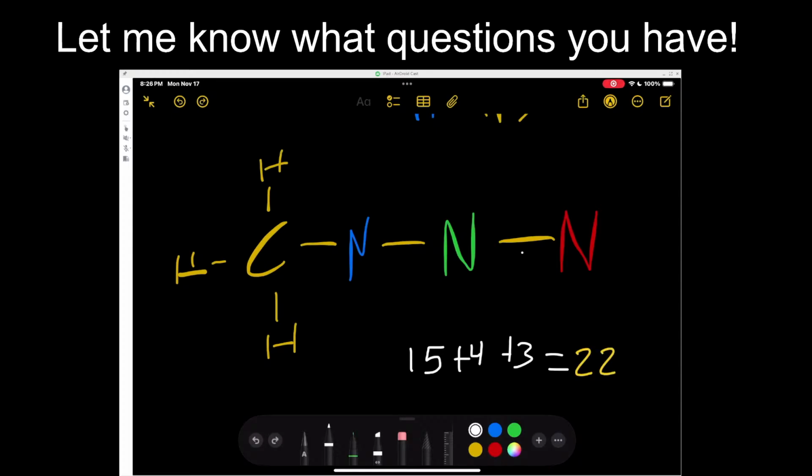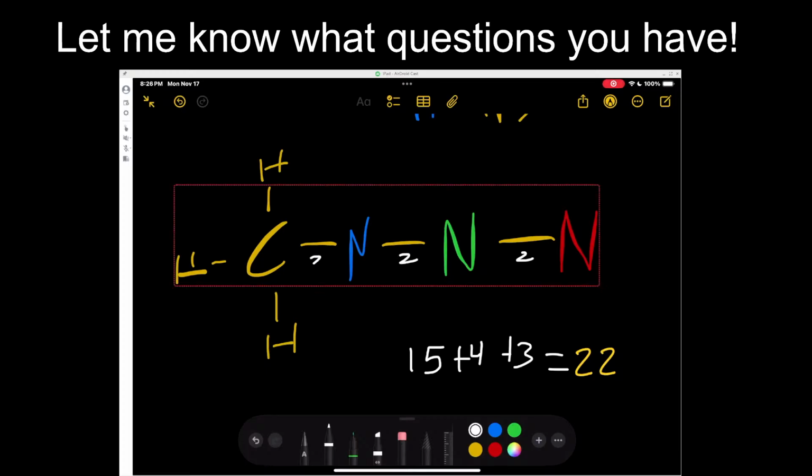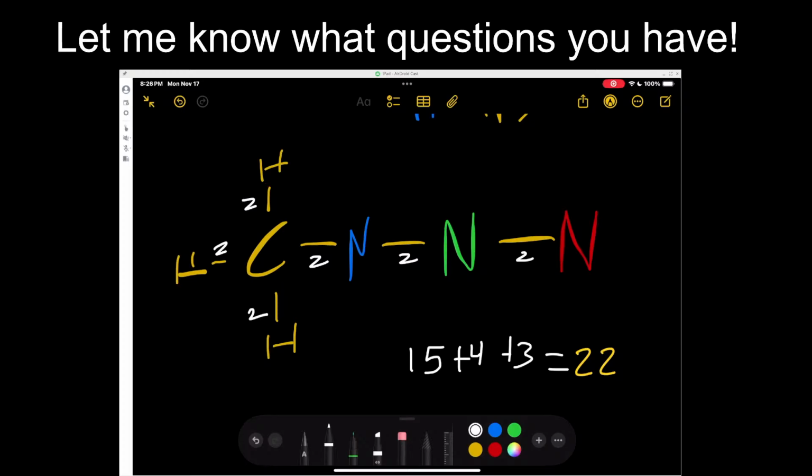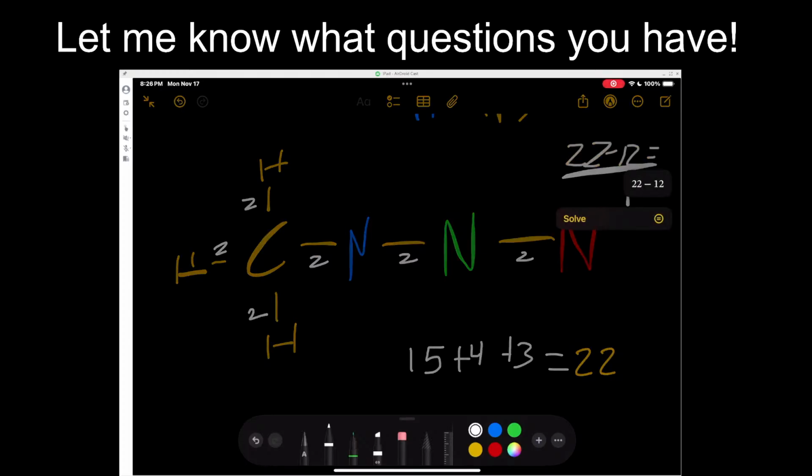And so for each one of these, again, I'm counting 2, 2, 2, 2, 2, 2, 2, 4, 6, 8, 10, 12. And so 22 minus 12 means I need to put in 10 more electrons.